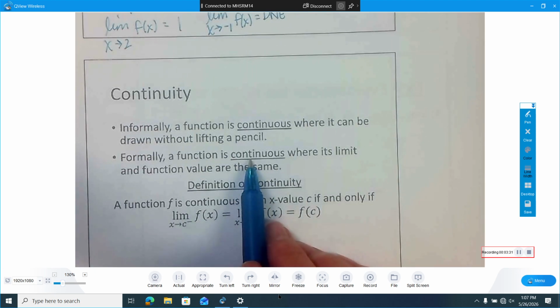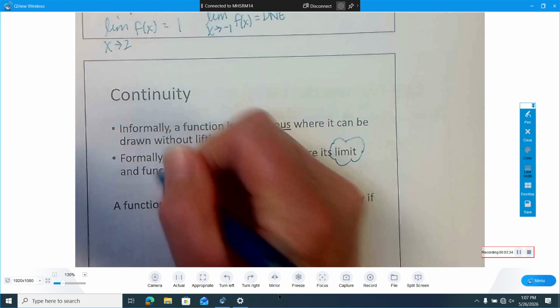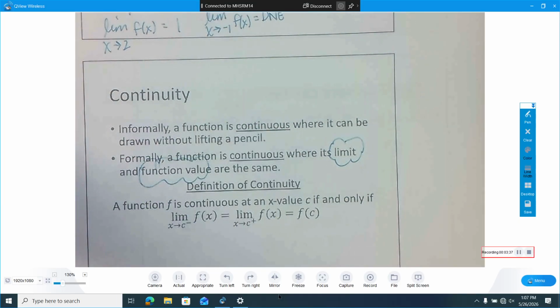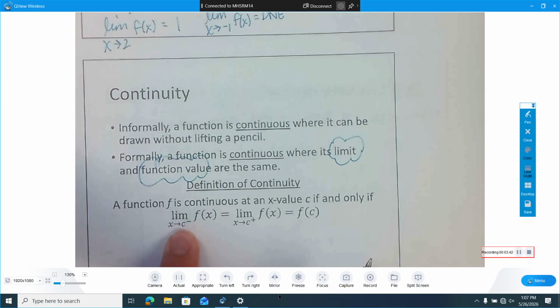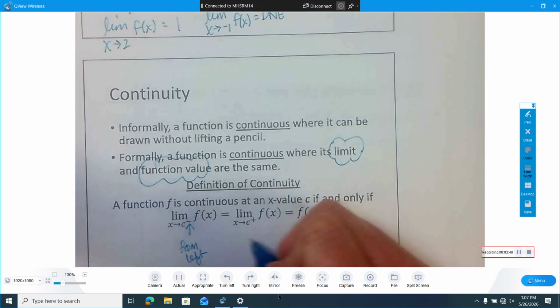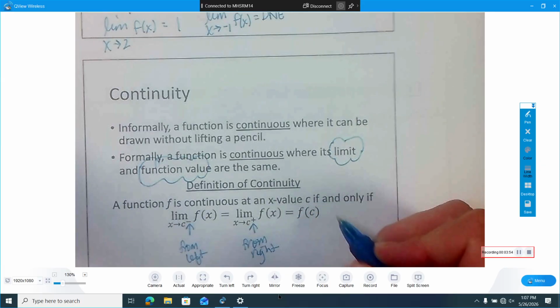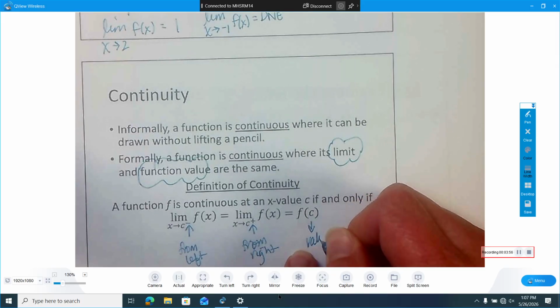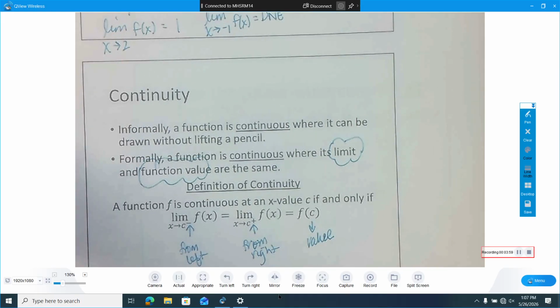Formally, a function is continuous where its limit and function value are the same. So if the limit from the left is equal to the limit from the right, and if it matches the actual value, then that's the definition of being continuous. The left, the right, and the function value all have to match. So 3 things, really. So that is continuous.